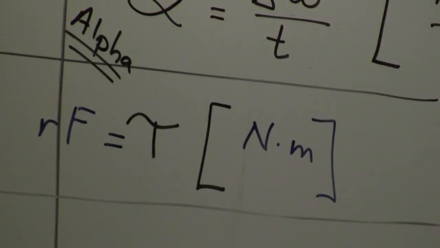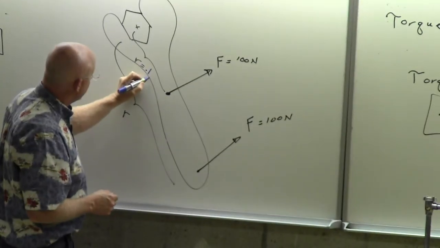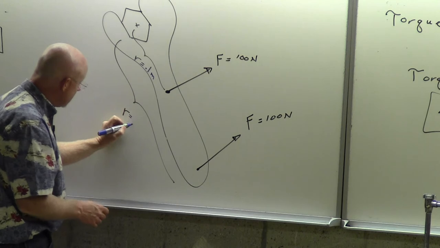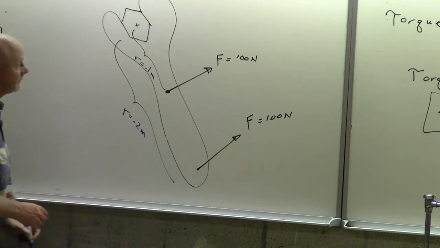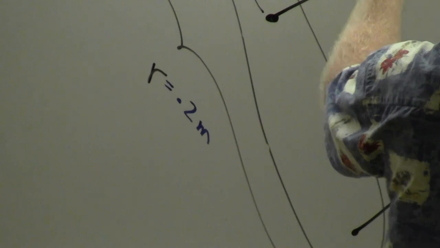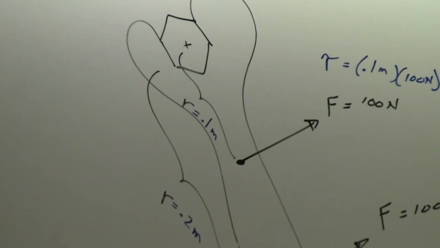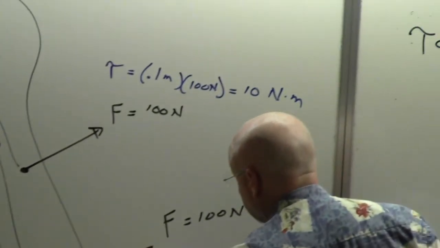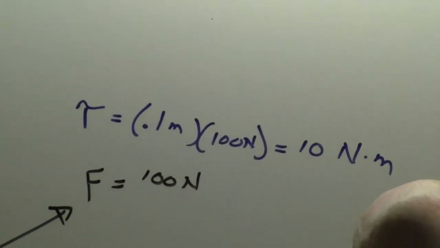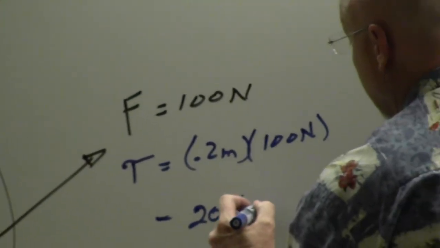Or to put it another way, let's say that I did foolishly grab the wrench at the middle of the wrench instead of the end of the wrench. And so this distance here is only a tenth of a meter, whereas this distance is twice that, two tenths of a meter. And so by holding the wrench right here, I would calculate a torque of 0.1 meters times 100 newtons, which comes out to be 10 newton meters for the torque. Whereas this one here would be the lever arm of 0.2 meters and a force of 100 newtons. And so this comes out to be 20 newton meters.